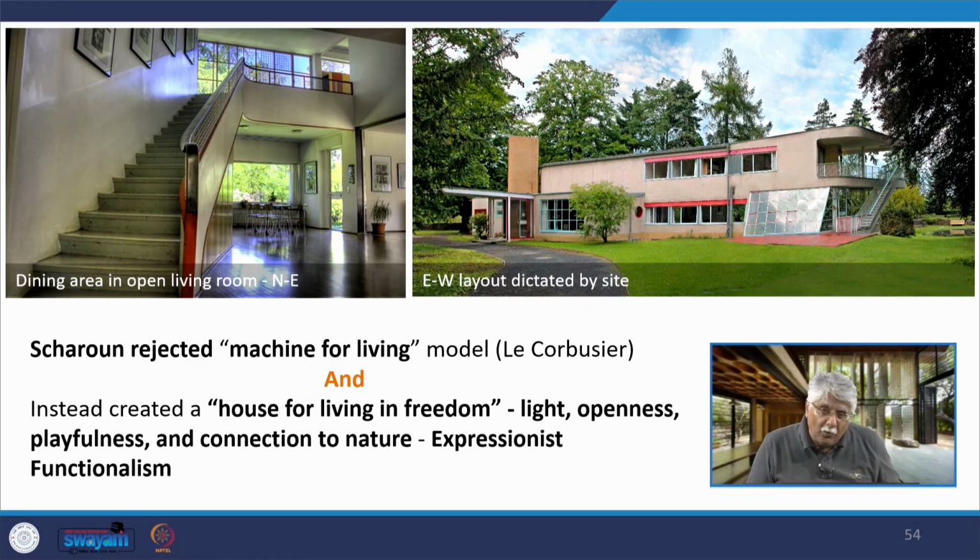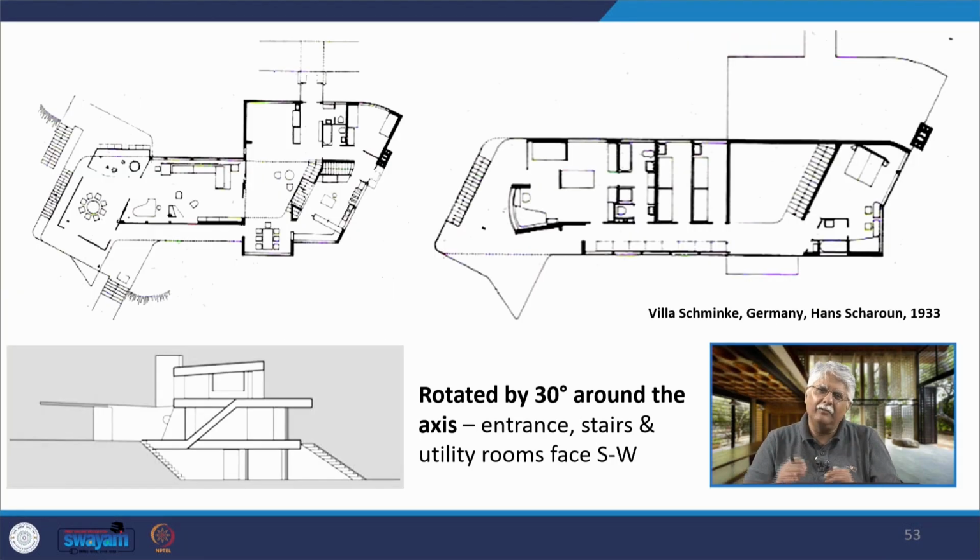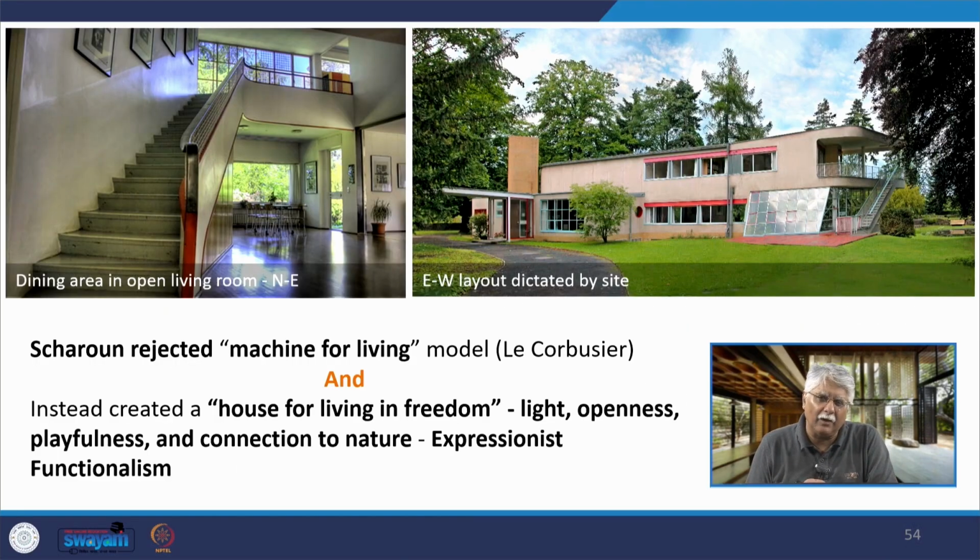Now Hans Scharoun, though a part of the international style, rejected the idea of the machine for living model of Le Corbusier. Instead, he said he is creating a house for living in freedom, light, openness, connection to nature. This is called expressionist functionalism. There doesn't seem to be much difference from the international style, because those houses also had this light and openness and connection with nature, but the way this house has been put together, how dramatically the axis has been changed, was different from the box-like approach of the international style houses in the early years.